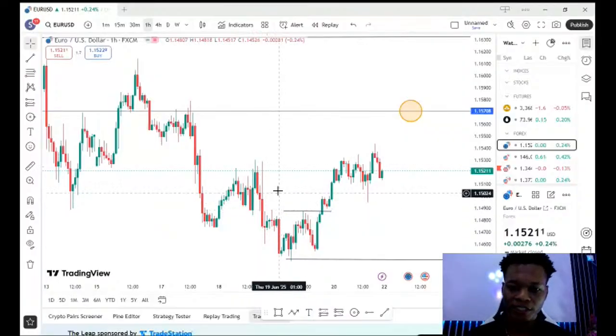Let me reshare it. I think it says remove Euro USD allow. So currently we're back on the chart.